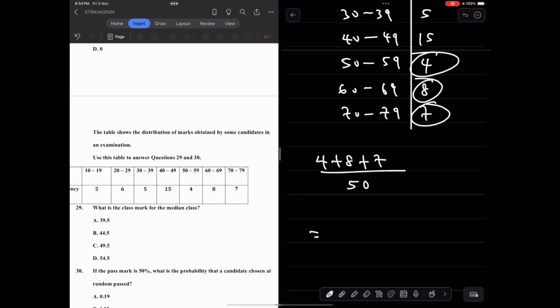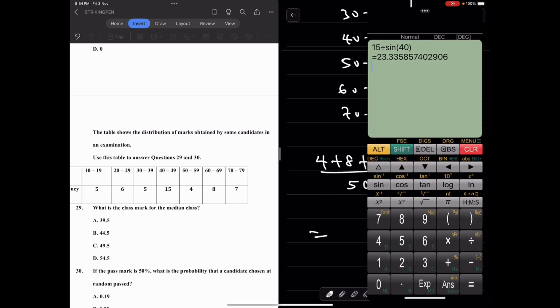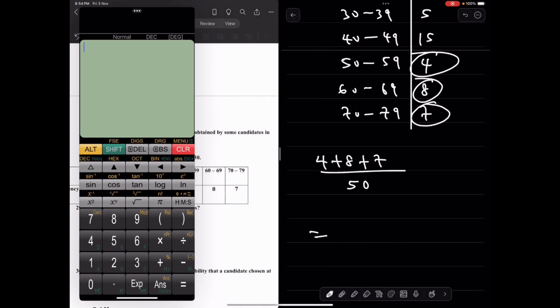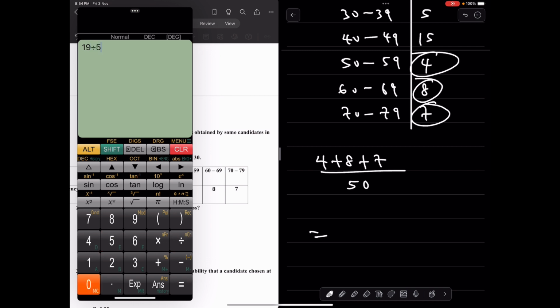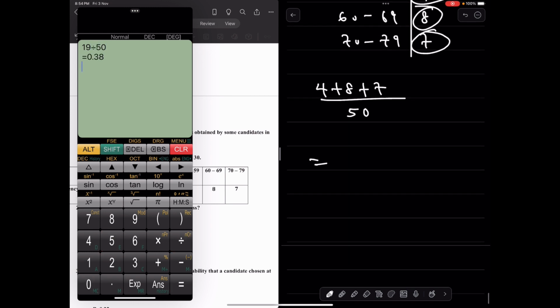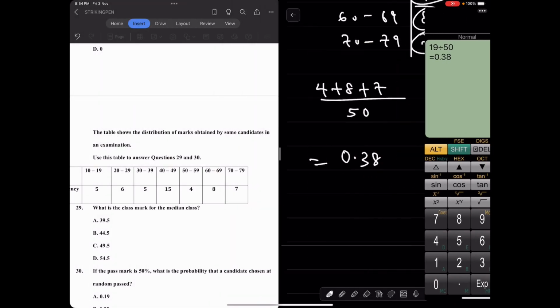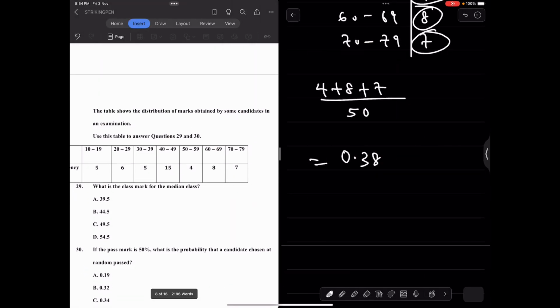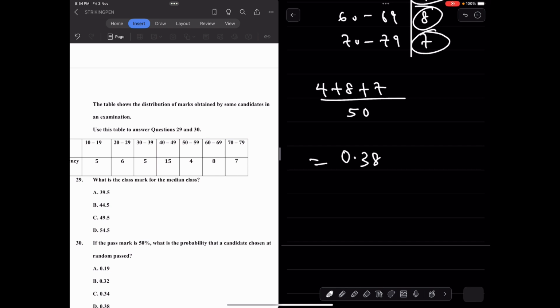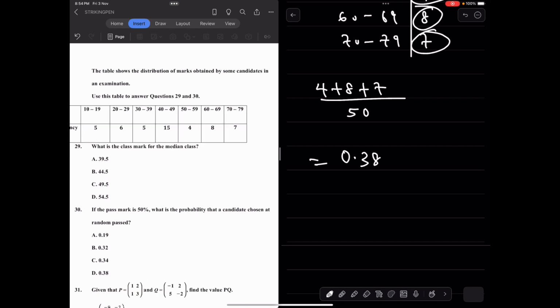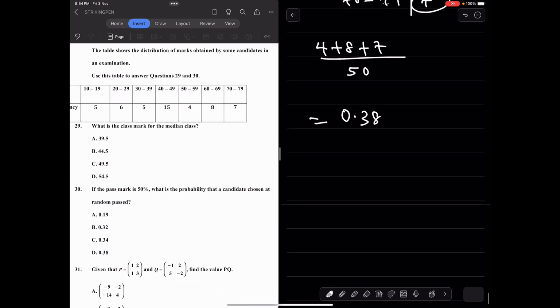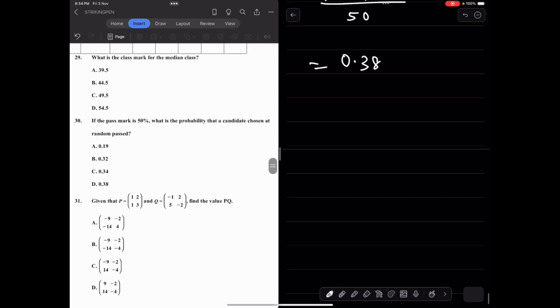And that's simply, let's check that. 4 plus 8 is 12, plus 7 is 19. That's 19 divided by 50, which is equal to 0.38. So the probability that a student chosen at random got a pass, if 50 is the pass mark, is 0.38, and the correct option is D. We go straight to the next, which is 31.